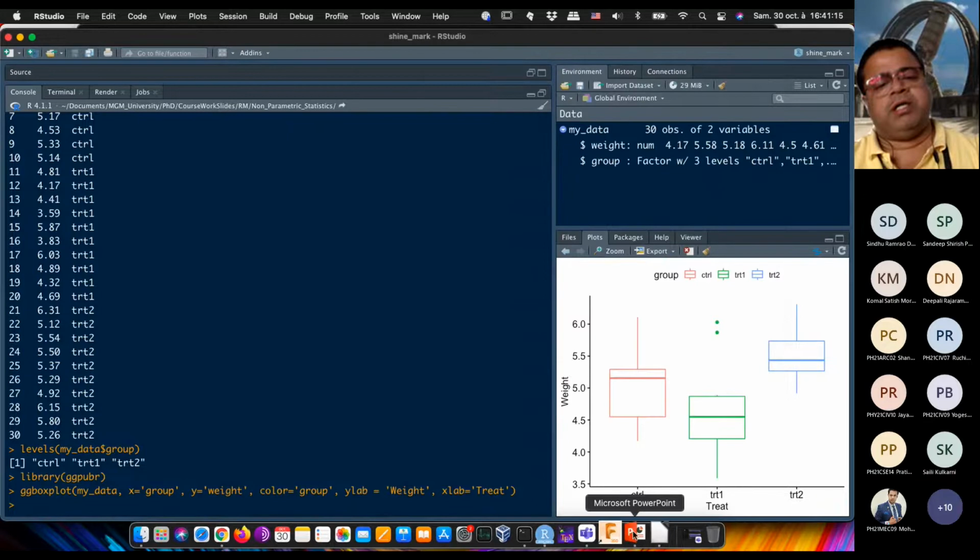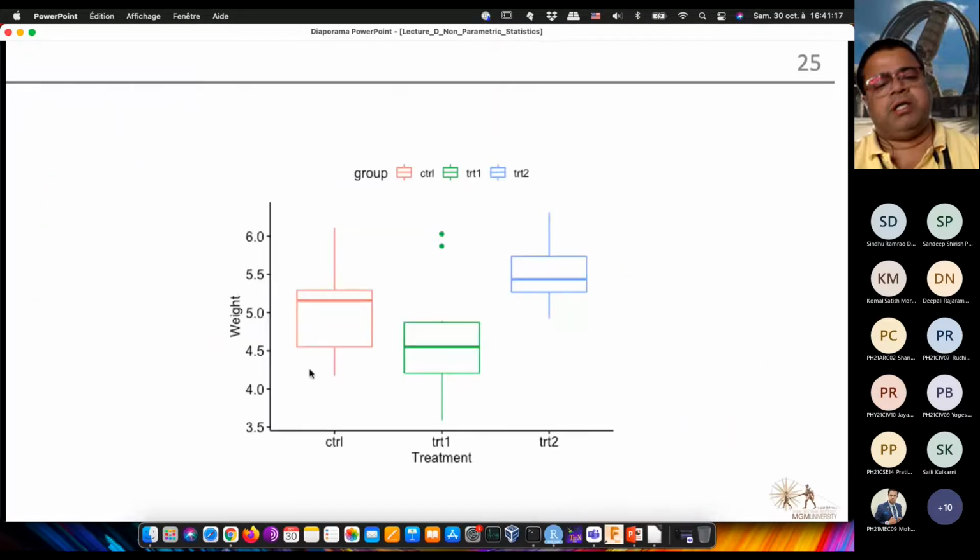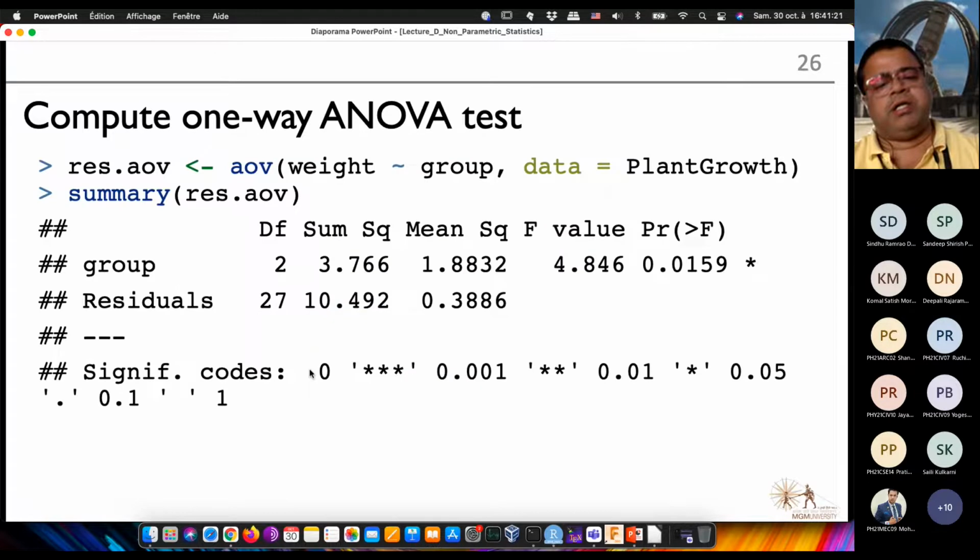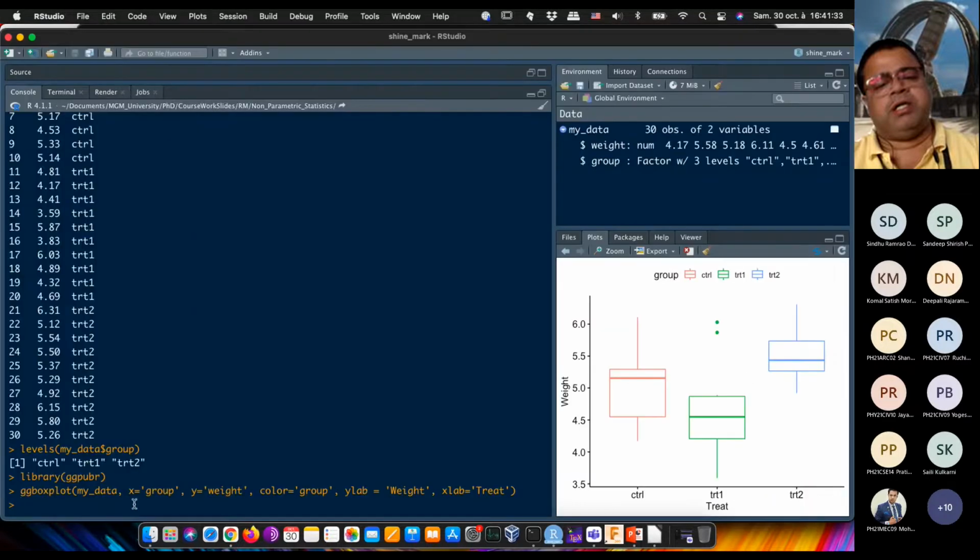Okay. So let us do that. So what will happen if I do that? I will get this kind of graph which I've got right now. Okay. So now I am going to compute the one-way ANOVA. So weight as per group. This is weight against the group. So let us see this weight against the group.